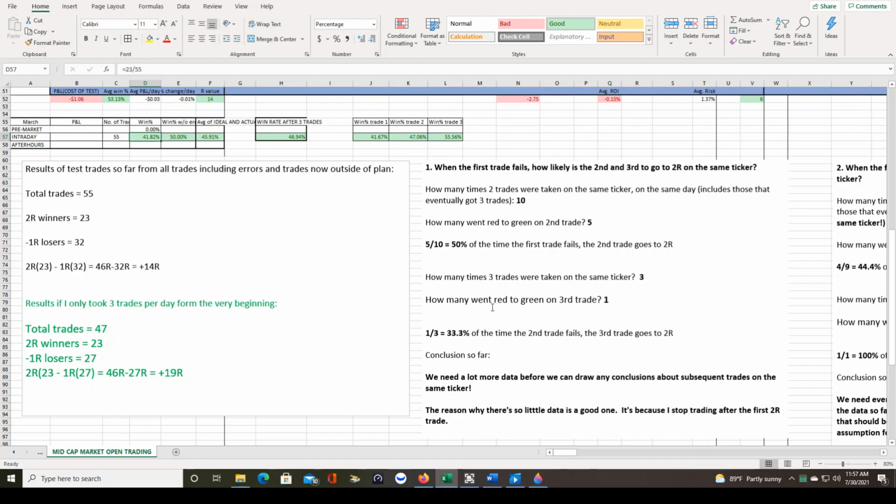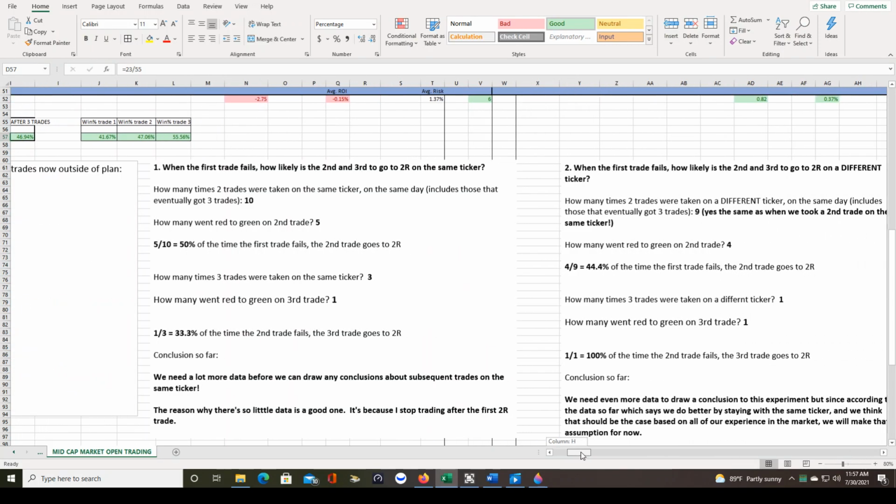So how many times were 3 trades taken on the same ticker? 3 times. So that's pretty much meaningless. How many went red to green on the third trade? 1. So again, these numbers don't really mean anything yet because they're just too small, but as we add more data, they will get more meaning. So let's move on to the next one.